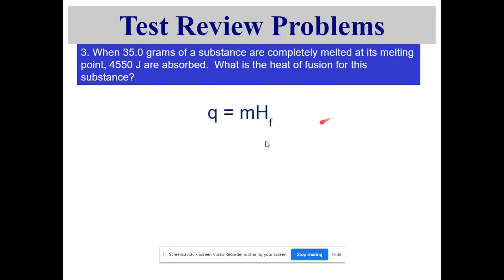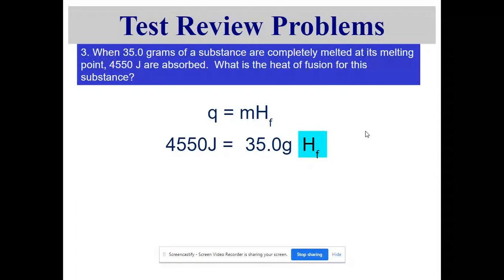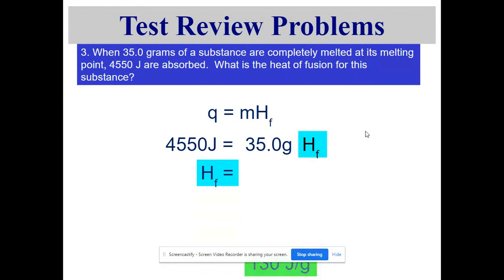A lot of times I'm seeing people put in a number for Q, for m, and H, and then you have no X value. You don't have anything to solve for. So here the Q is 4550. The mass is 35 grams. H sub F stays as H sub F. Solve for H sub F, you just divide both sides by 35, and you get 130 joules per gram.